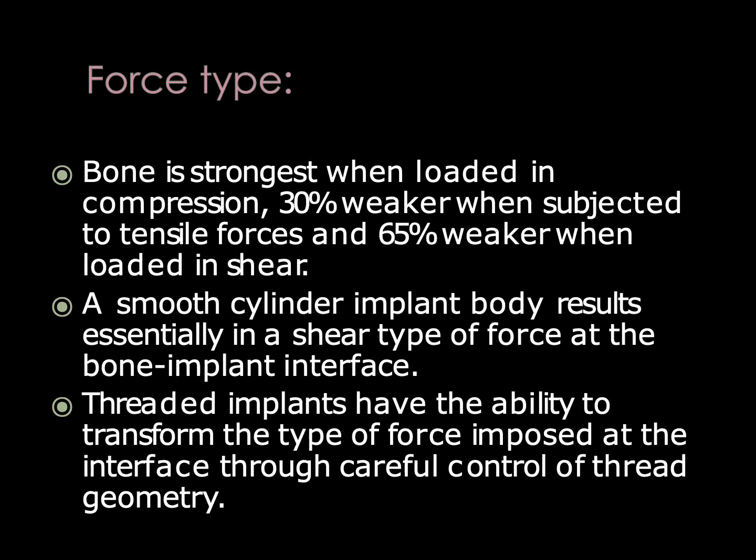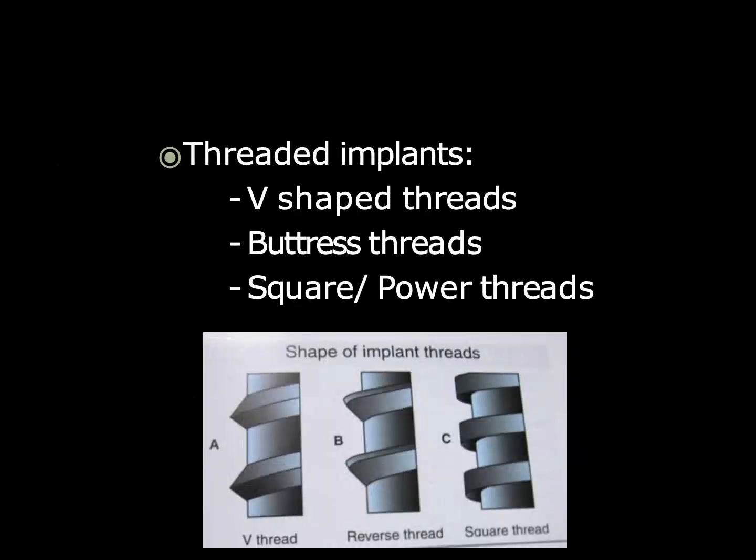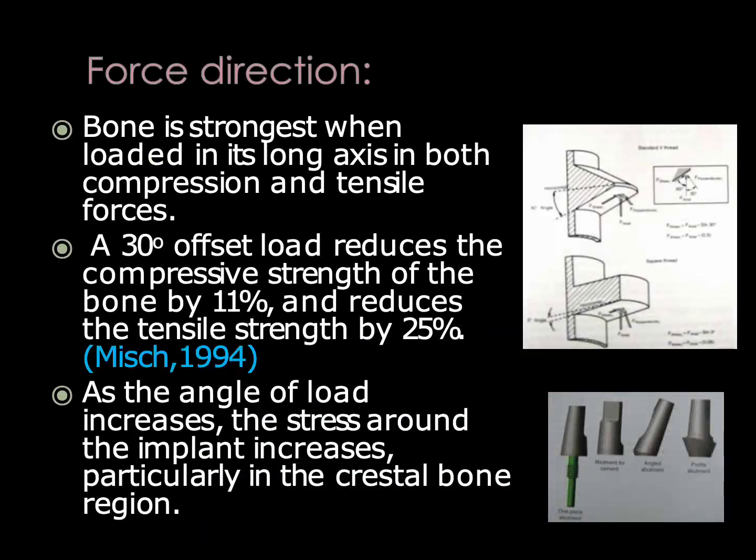Bone is strongest when load is in compression, 30% weaker when subjected to tensile force, and 65% weaker when subjected to shear force. These are the various designs of the thread of implants: V-shaped, buttress thread, square or power thread.